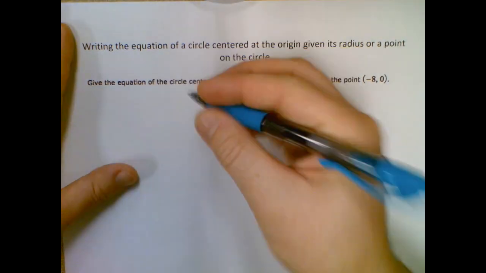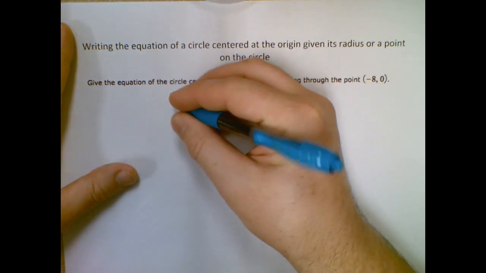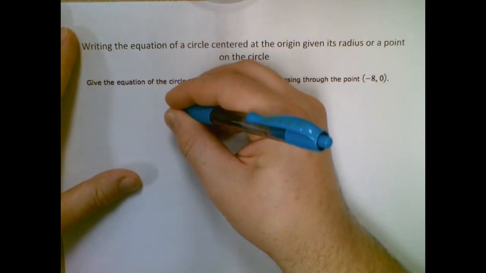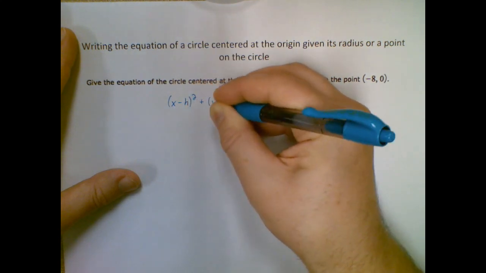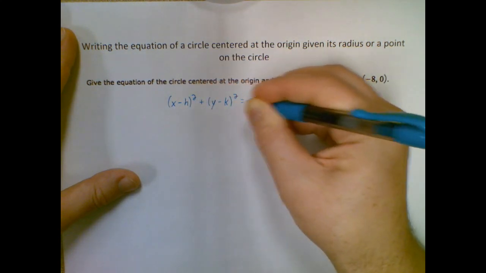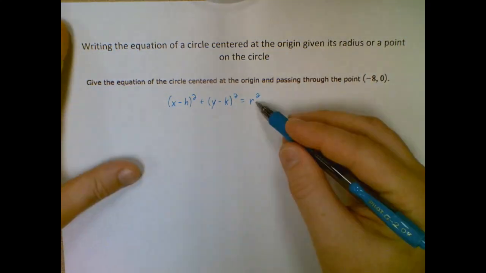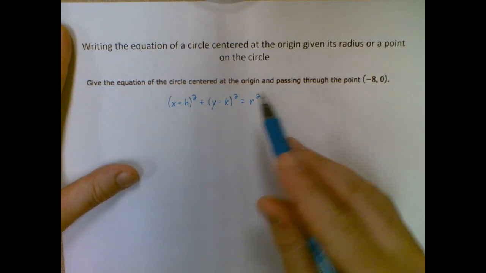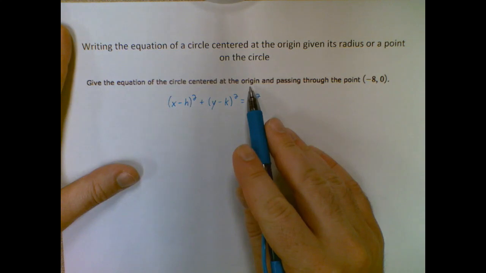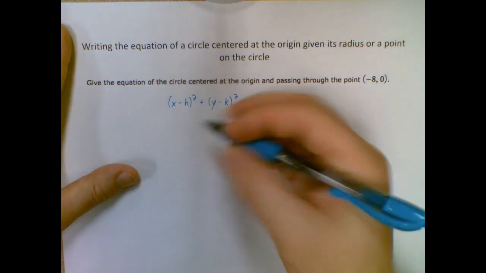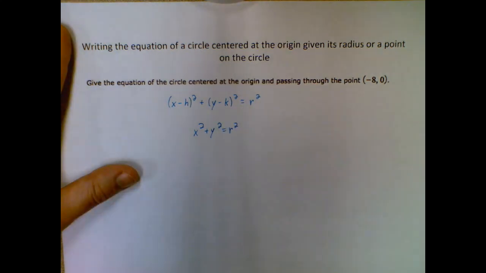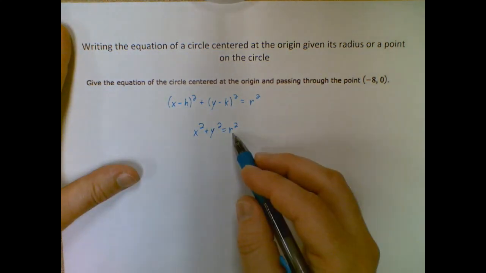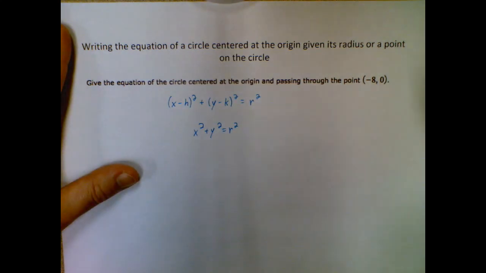So our general standard form for a circle is (x minus h) squared plus (y minus k) squared equals r squared, where r is our radius and h and k are our center. But if we're centered at the origin, that's 0, 0. So these drop out and we just get x squared plus y squared equals r squared. That makes it quite a bit easier because we just have to figure out the radius and plug it in and we're good to go.